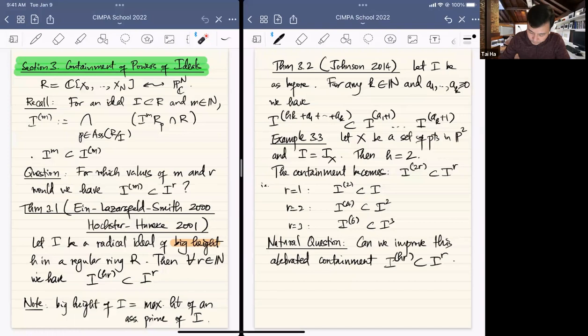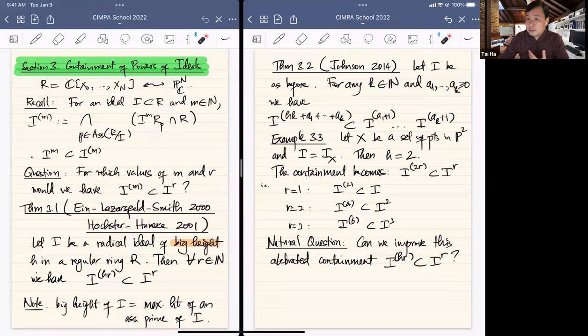In an attempt to improve these containments, a number of conjectures have been stated. Now, in order to improve this containment, there are two different approaches. Either you make the left-hand side larger, or you make the right-hand side smaller. One way to make the left-hand side larger is to decrease the power, since a smaller power means bigger ideals. One way to make the right-hand side smaller is to multiply with some other ideals. If you multiply with an ideal, you make your ideal smaller. Particularly, one way to do that is to multiply with powers of the maximal ideal.